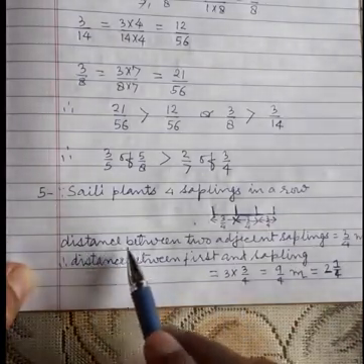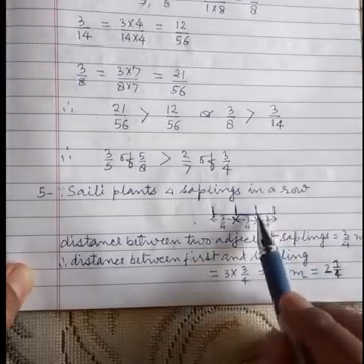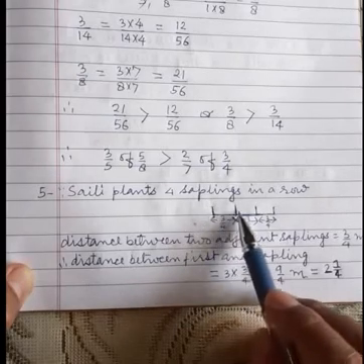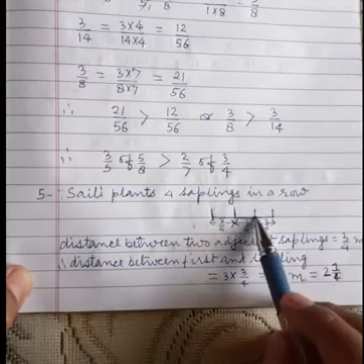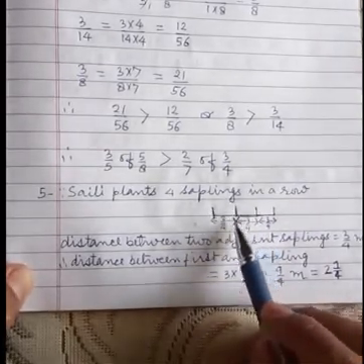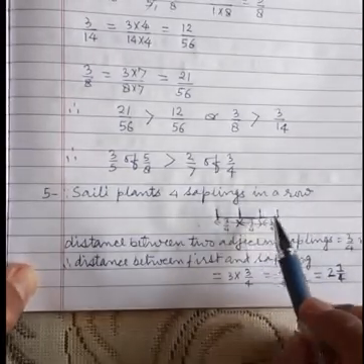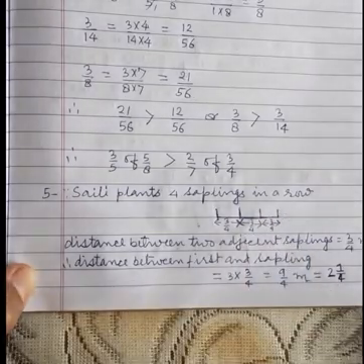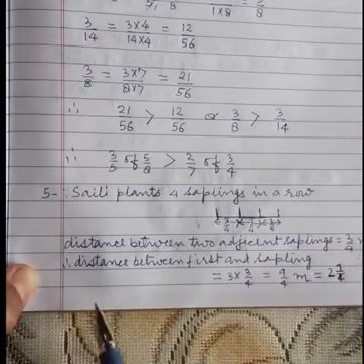Distance, now we have given distance between 2 adjacent saplings. Adjacent means like first and second are adjacent saplings. First and third are not adjacent because the second sapling is also between them. Similarly, second and third saplings are adjacent, and third and fourth are adjacent saplings. So this distance is given 3 upon 4 meter.